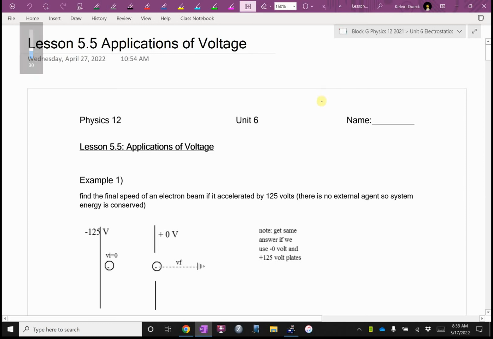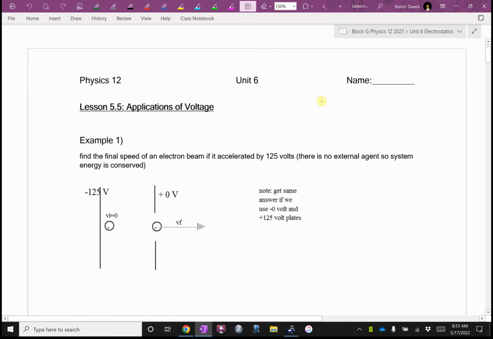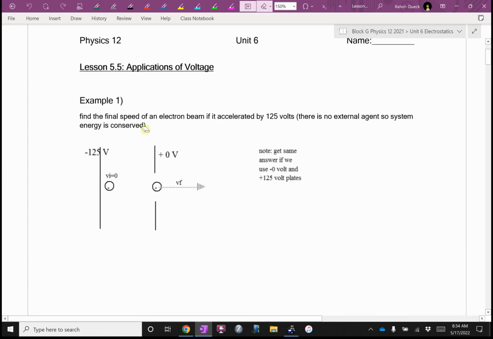So yesterday we talked about voltage. We said that voltage is measured in joules per coulomb. Today we want to look at some applications. Basically, if a charge is moved through a voltage, its energy will change. It will either gain or lose energy. Example 1 says this: find the final speed of an electron beam if it's accelerated by 125 volts.